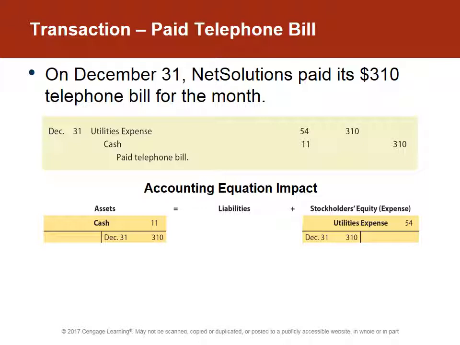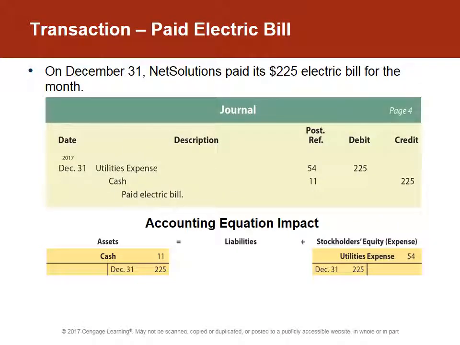An electric bill comes in and we pay it. The expenses go up. Cash goes down. And an electric bill, $225.